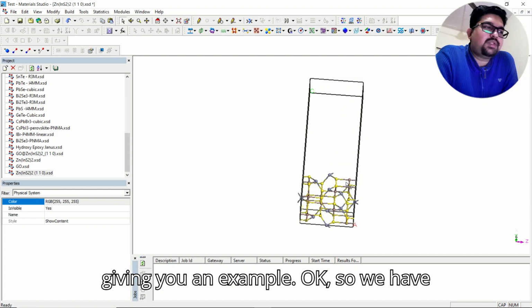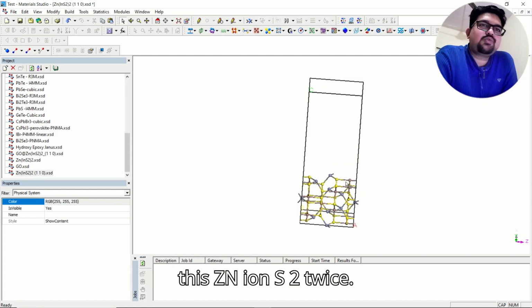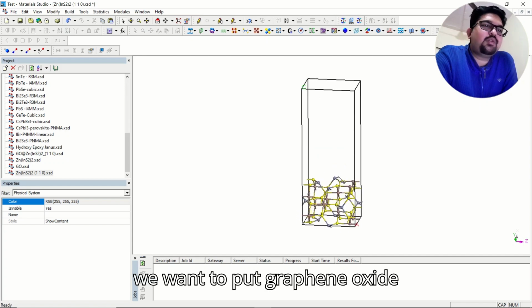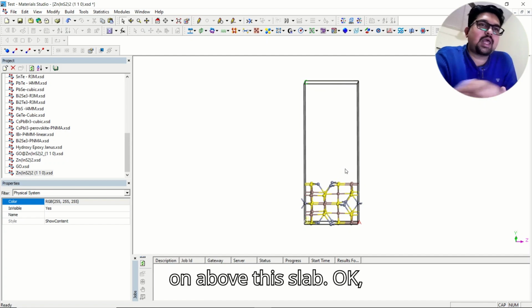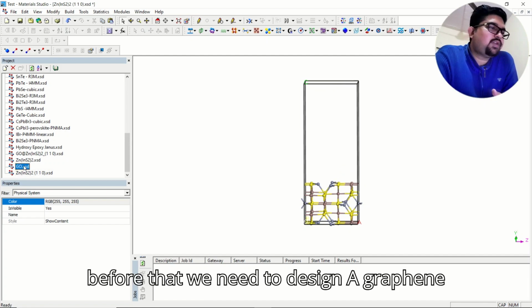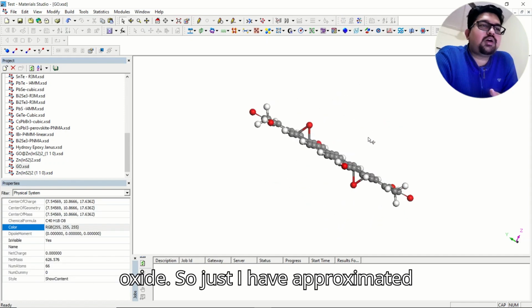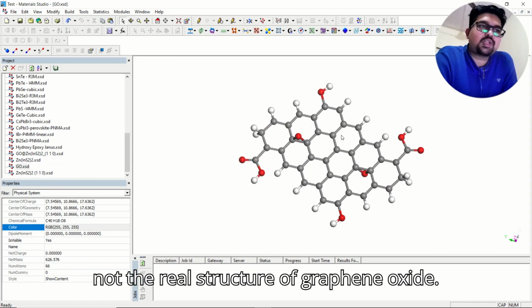Okay, so we have cleaved the surface of this Zn In2S4 lattice in the 110 plane. Now we want to put graphene oxide above this slab. Before that, we need to design a graphene oxide. So I have just approximated a graphene oxide structure. This is not the real structure of graphene oxide.